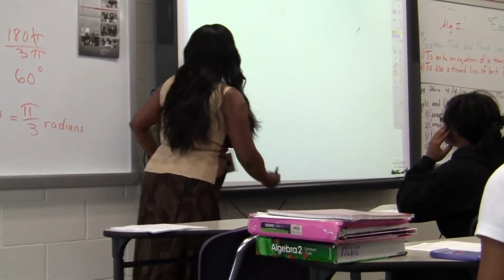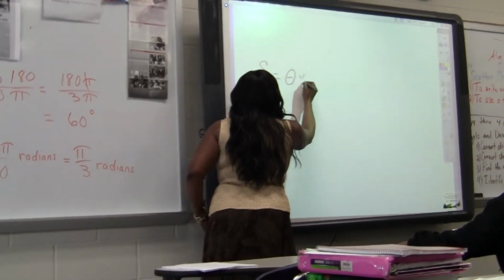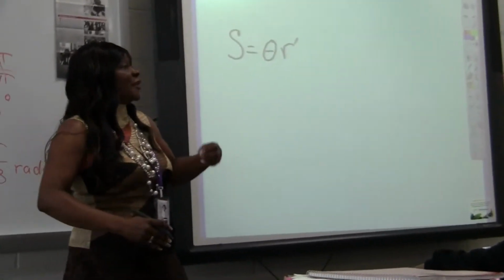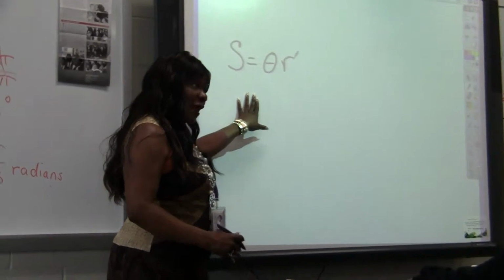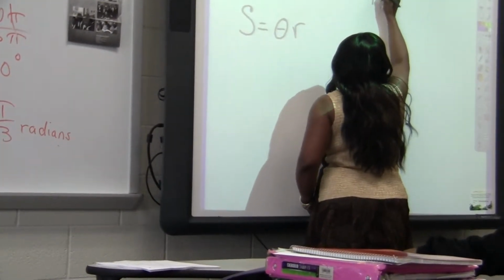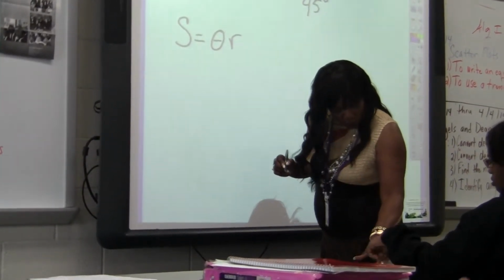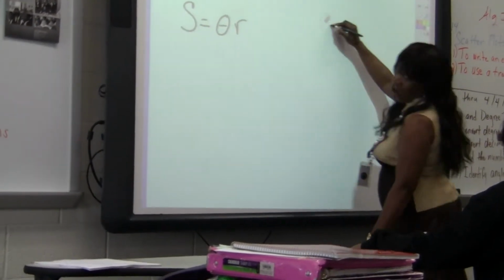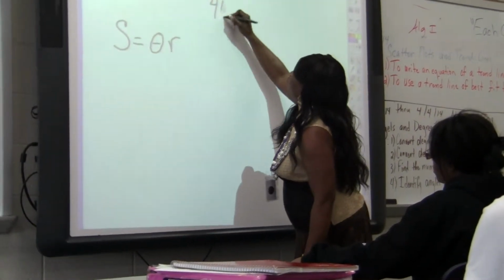Okay. Now, we've got S is equal to theta r. But before we can go any further, it told us we had to convert those degrees to radians, correct? Okay. So we have what, 45 degrees? 40 degrees? Let me see. 40 degrees? I believe you. I just have to see with my own eyes. Okay. So we have 40 degrees.